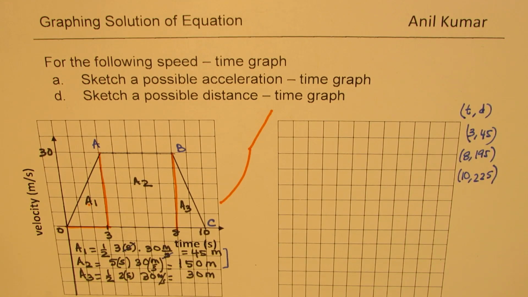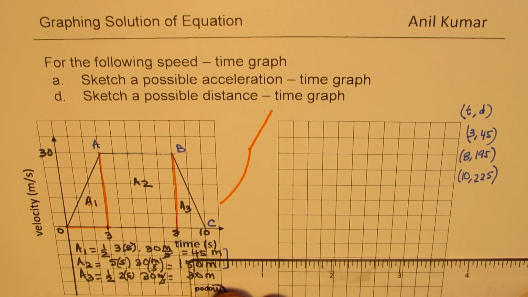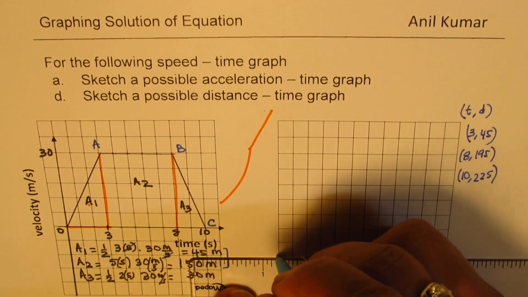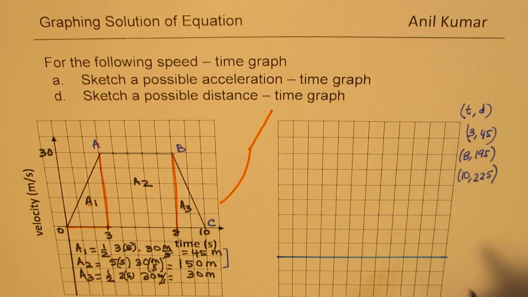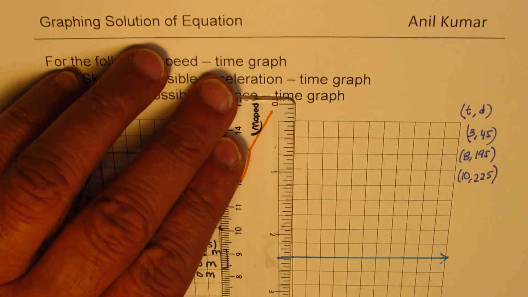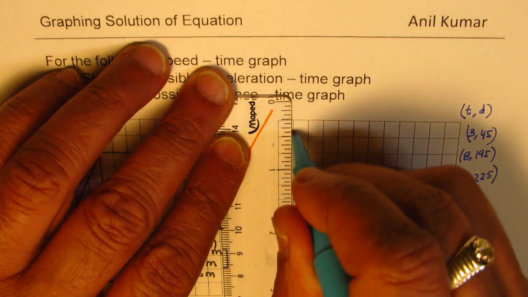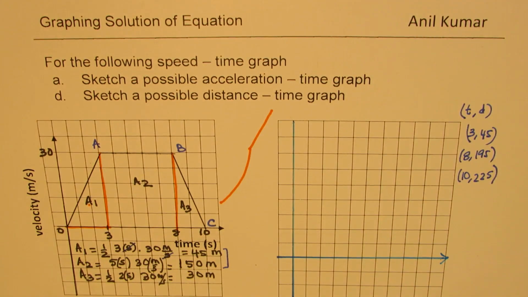So let us draw it here. So we'll take this as our distance and time. Time will be shown on the horizontal as we did earlier. We'll keep the same time as we did earlier in seconds, same scale I mean. But for distance we have to define a new scale, right?